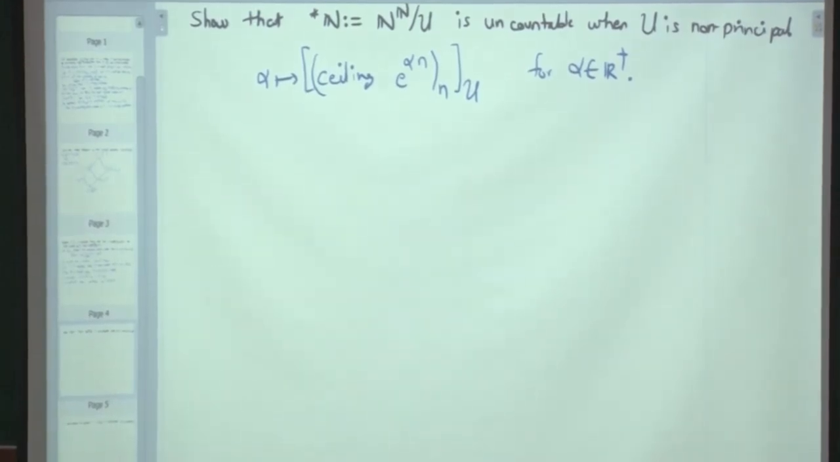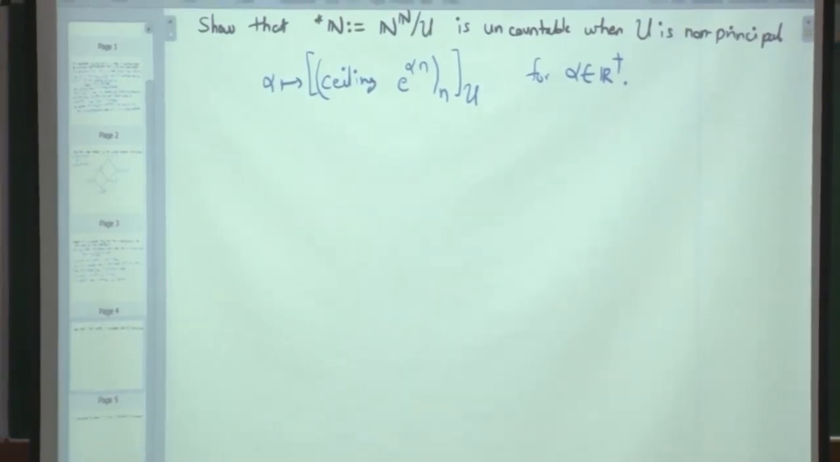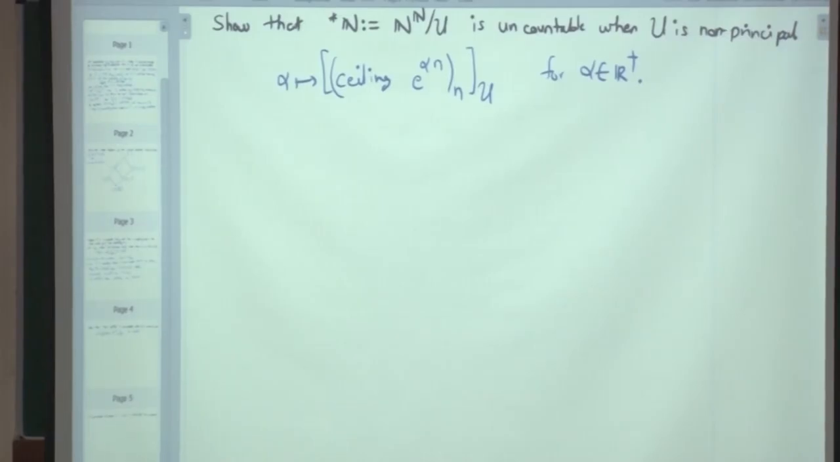No, it shouldn't be, because if you have alpha less than beta, then the ceiling of e to the power beta n will always be greater than the ceiling of e to the power alpha n for large n. If alpha is less than beta, then the ceiling of e to the power alpha n is strictly less than e to the power beta n eventually.